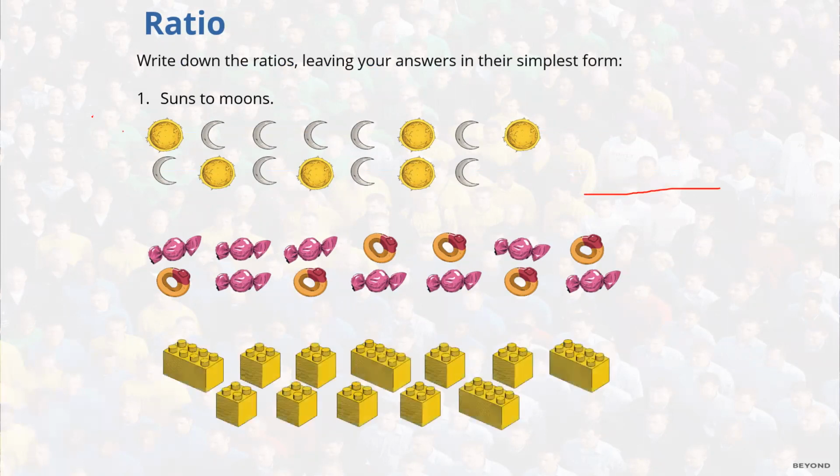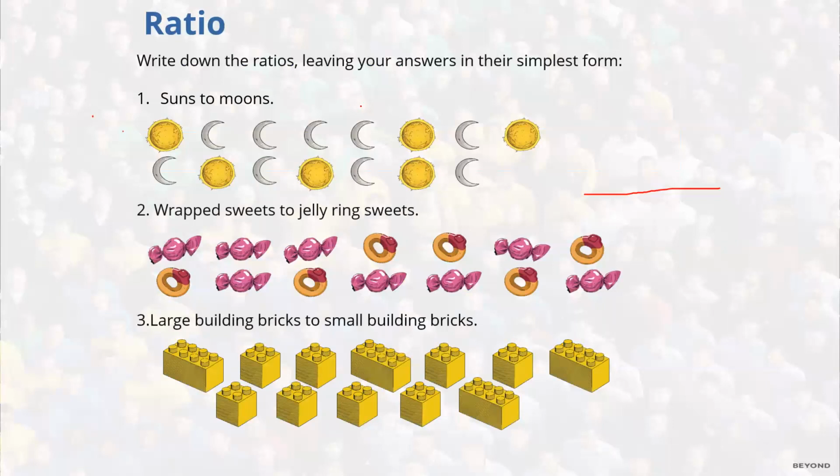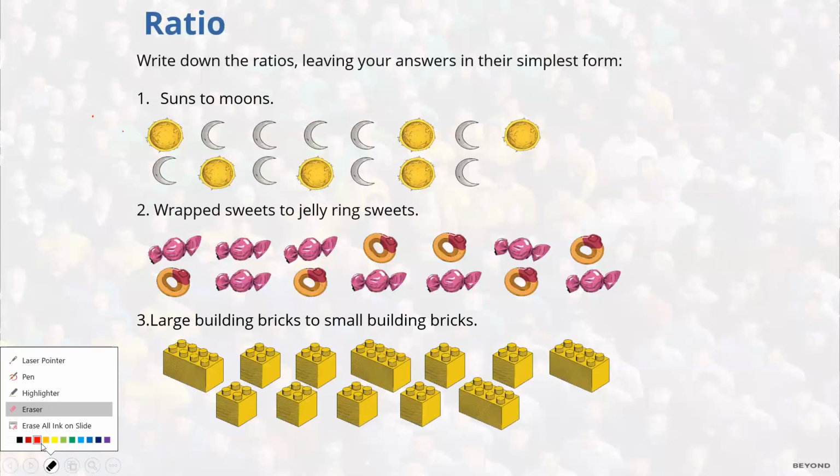By the way, I want the ratios for number 1. I want the ratio of suns to moons. There are 6 suns and 9 moons. So 6 to 9.